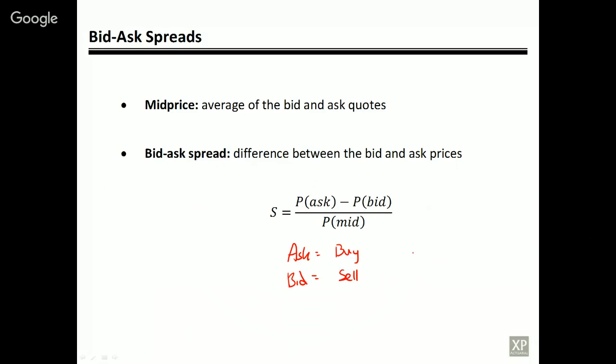And the way that I remember that is that bid does not equal buy. So B and B. So bid does not equal buy. Bid must then equal sell. And that means that ask must equal buy. So if you want to buy a stock, you'll have to pay the ask price. And if you want to sell a stock, you'll have to pay the bid price.